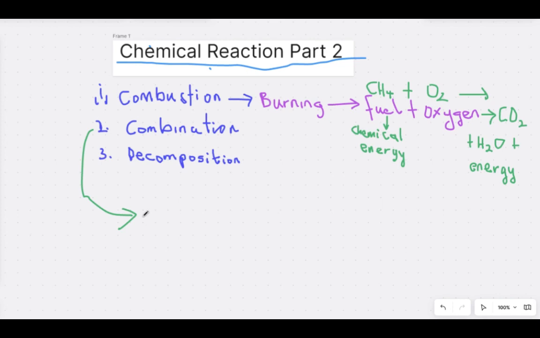Two substances will come together, will react together to form one new compound. That's called a combination reaction. Like you say A plus B to produce C. These are the reactants, A plus B, then produce a new compound. The compound might be AB, together like this, with no plus between them. So this is a combination reaction.